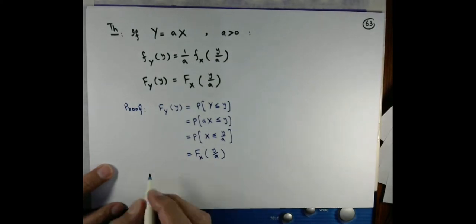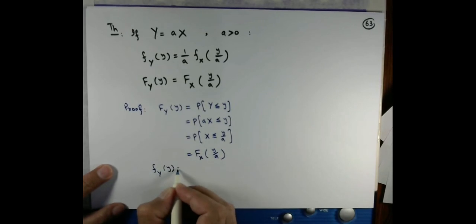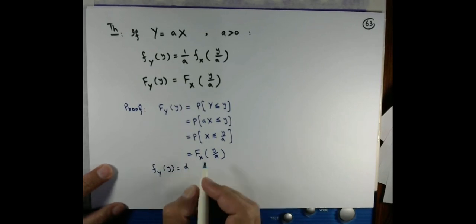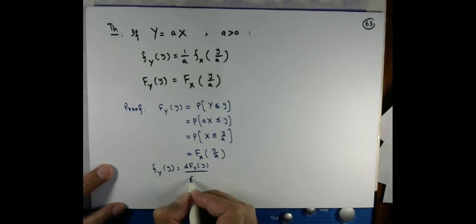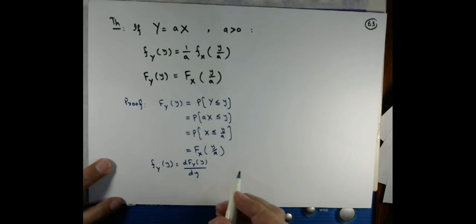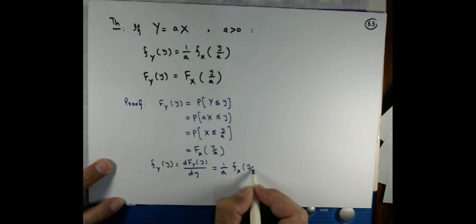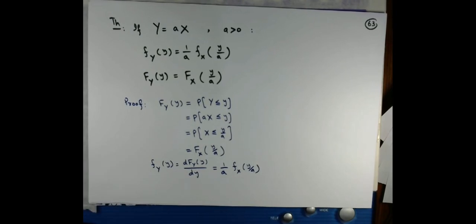And now if you simply want to find f sub y of y, you differentiate the CDF of y with respect to y. So if you differentiate that, you will have 1 over a times f sub x at y over a. So you see this is an elegant theorem.